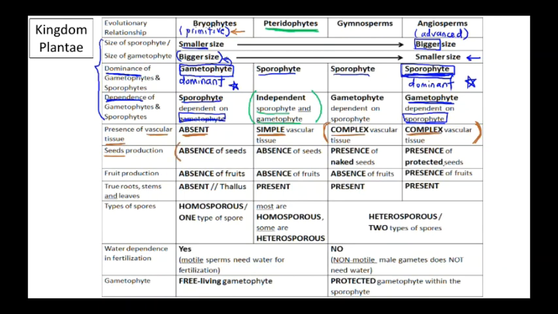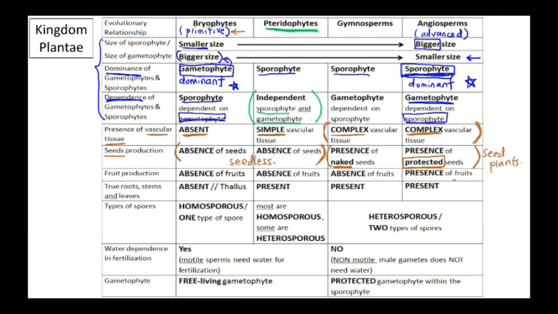Both Bryophytes and Pteridophytes do not produce seeds. We call them the seedless plants. That's why Bryophytes and Pteridophytes are considered the lower plants, because they do not produce seeds. Whereas the Gymnosperms and Angiosperms are the higher plants because they produce seeds. The difference between Gymno and Angio is that Gymnosperms have naked seeds that are exposed, whereas Angiosperms have protected seeds. How is it protected?